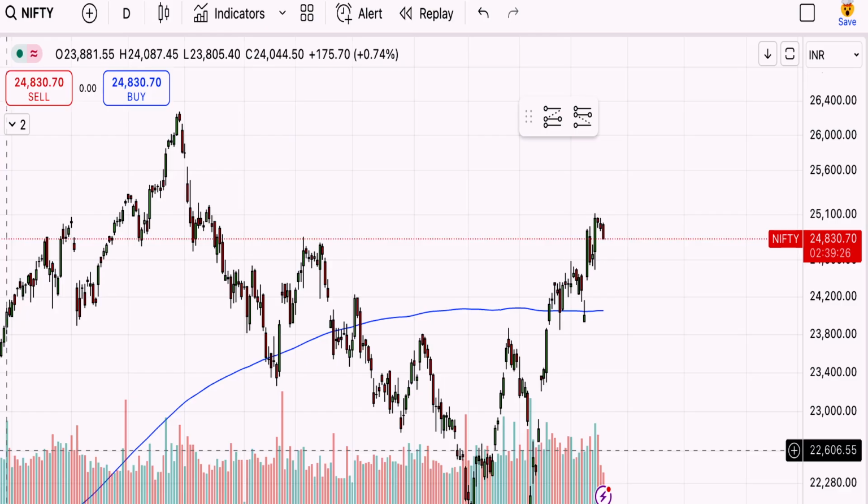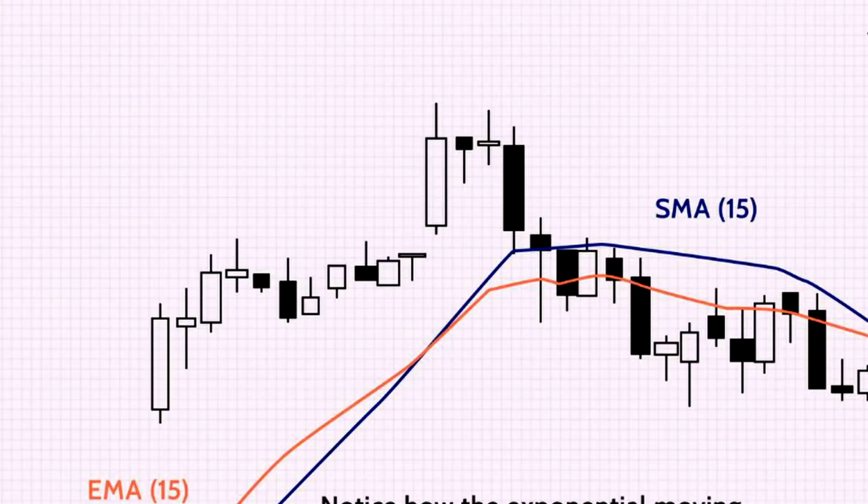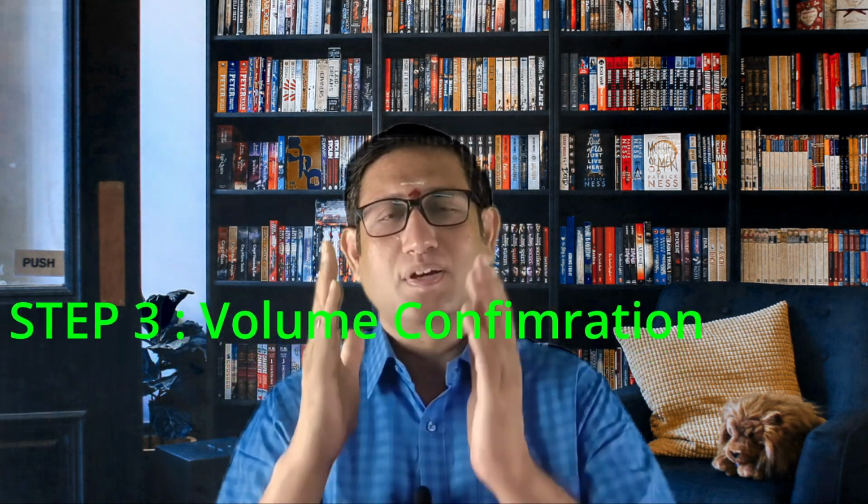Now switch to the daily chart. Now plot the 200-day moving average. The price should be above it and the average should be flat or rising, not declining. This confirms bullish momentum.